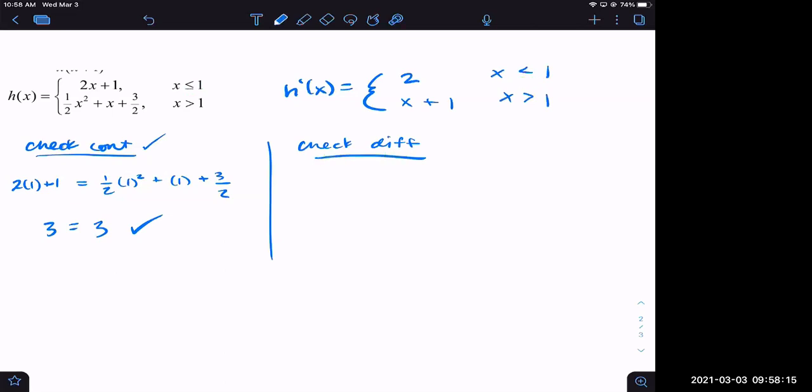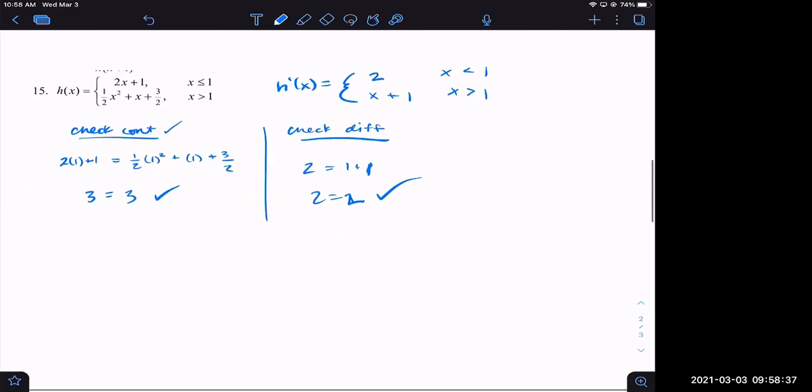So I'm going to do the same thing I did with continuity. I'm just going to see if these two equal each other. So I would plug 1 in, but there's nowhere to plug in 1. So that side stays 2. Then I'd plug 1 into this side. 1 plus 1 is 2. So it is differentiable, both sides. So that means the slope as we approach from the left is 2, and the slope as we approach from the right is 2. So this one is differentiable everywhere.